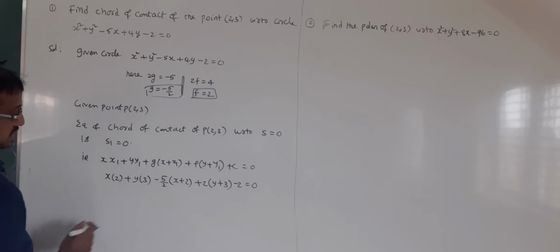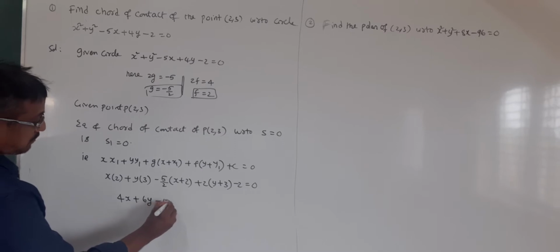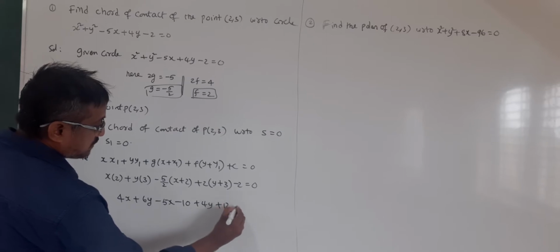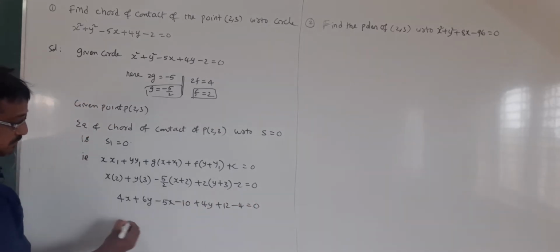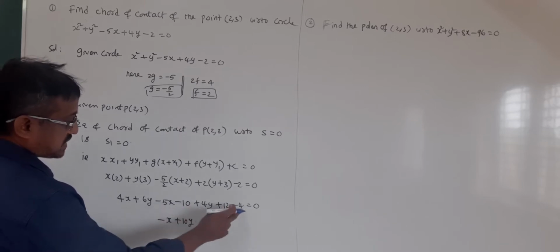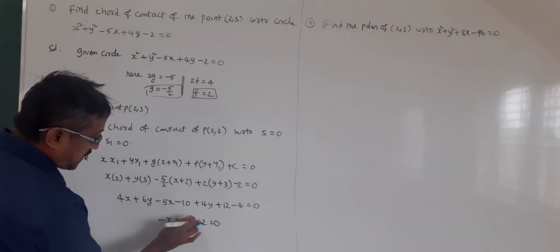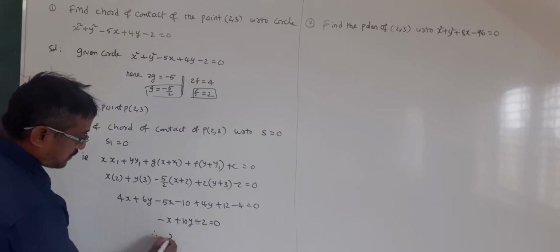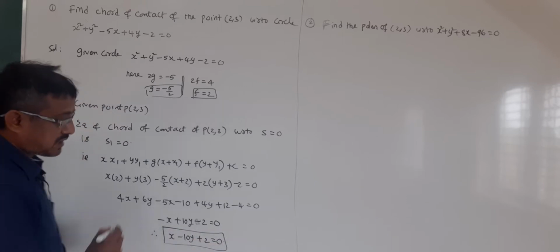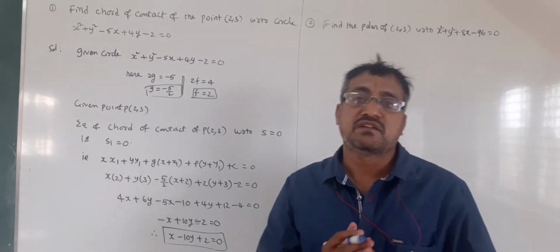Now let us multiply the entire equation by 2. So you will get 4x + 6y - 5x - 10 + 4y + 12 - 4 = 0. So it will be -x + 10y, then -10 + 12 - 4, so -2 = 0. Therefore, x - 10y + 2 = 0. That is the required equation of chord of contact of that point with respect to the given circle.